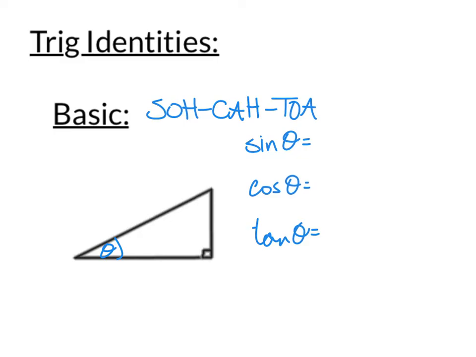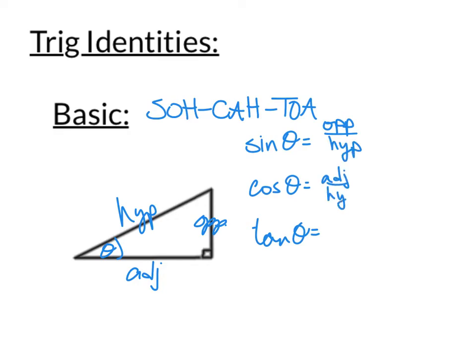And we think of the side opposite the angle as the opposite side, the base of this triangle, that leg that's next to the angle, as the adjacent side. And then, of course, the longest side of a triangle is the hypotenuse. Then sine is opposite over hypotenuse. Cosine is adjacent over hypotenuse. And tangent is opposite over adjacent.